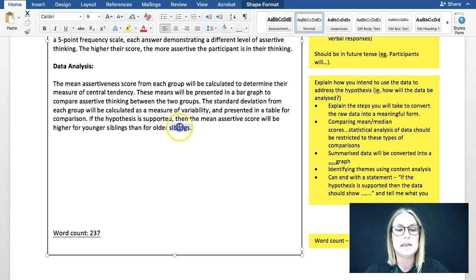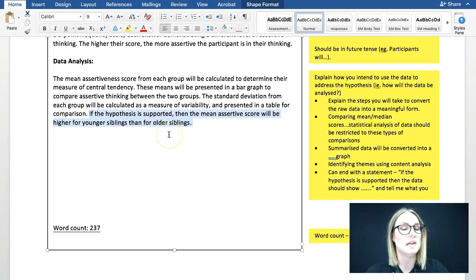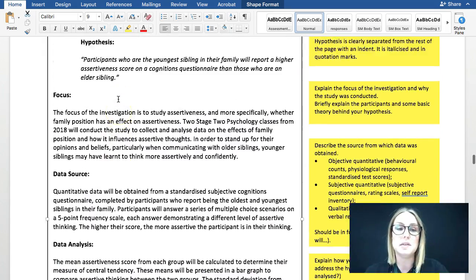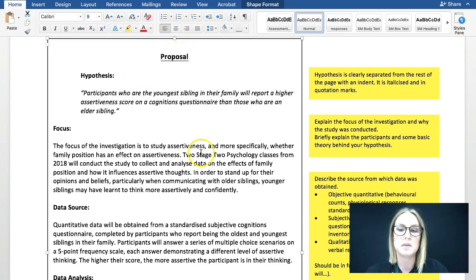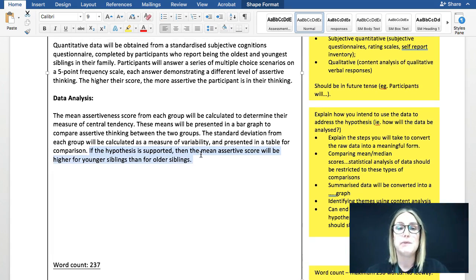Now this last part here is that point at the end. So your proposal can end with this sentence where you talk about, okay, well, if the hypothesis is supported, then what should the data look like? So I've got here, if the hypothesis is supported, then the mean assertive score will be higher for younger siblings than for older siblings. Okay. You then finish with your word count down the bottom, and again, that doesn't include subheadings or the heading at the top. Okay, so please don't copy or feel like this is a formula for your proposal.